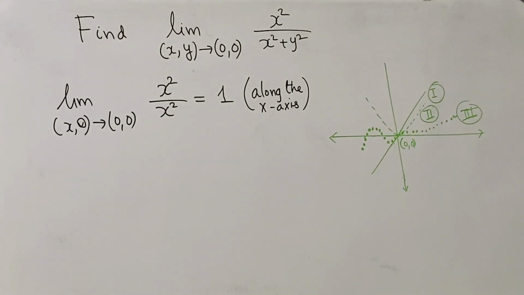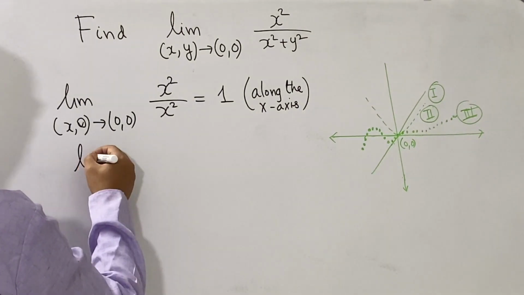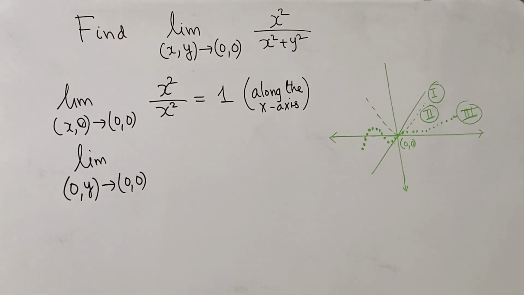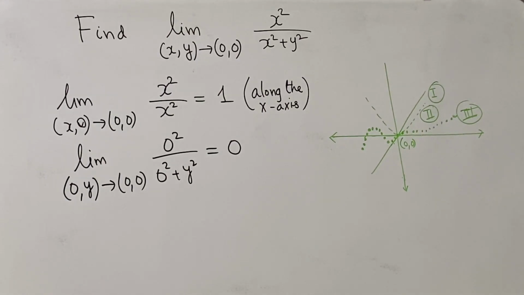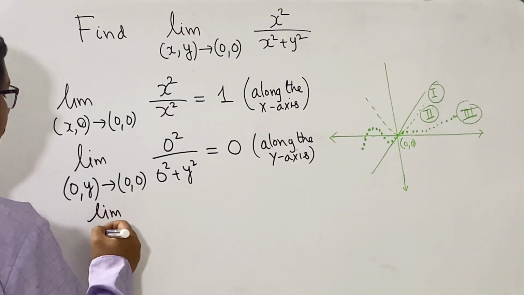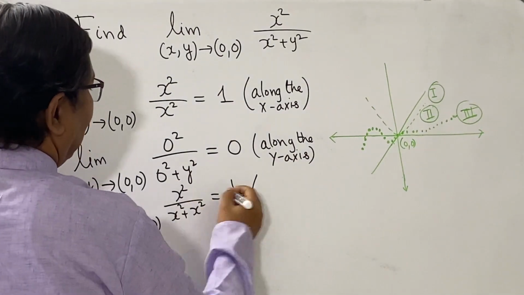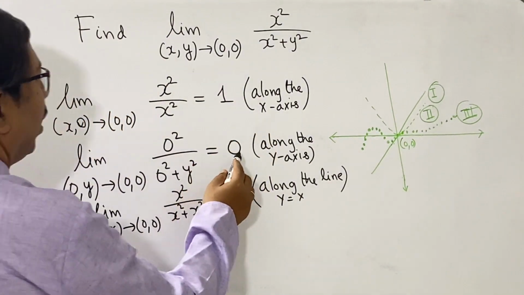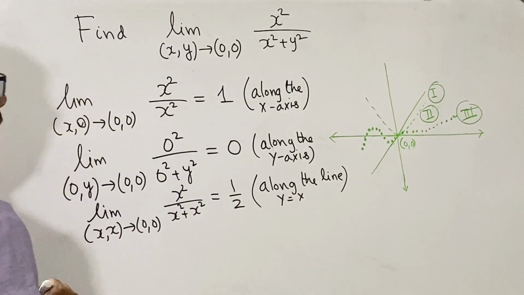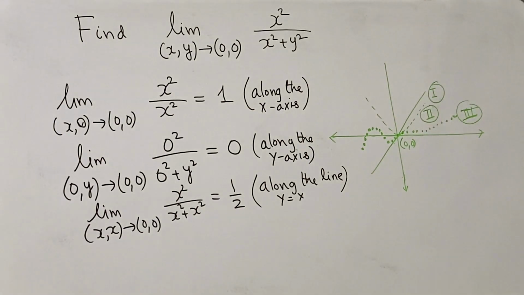Now suppose we approach it along the y-axis. So we are looking at the limit as (0, y) goes to (0, 0), and it turns out that the limit along the y-axis is equal to 0. We can also find the limit along the path where y is equal to x. If we do that, we get the limit to be half. So we see that following different paths, we get different limits. Along the x-axis we get 1, along the y-axis we get 0, and along the line y equals x we get half.